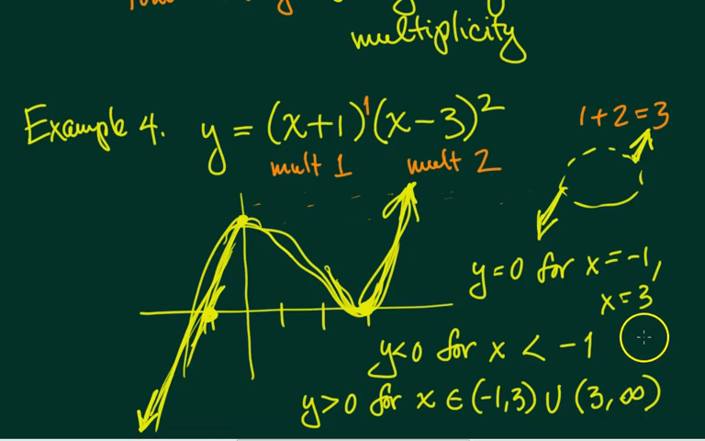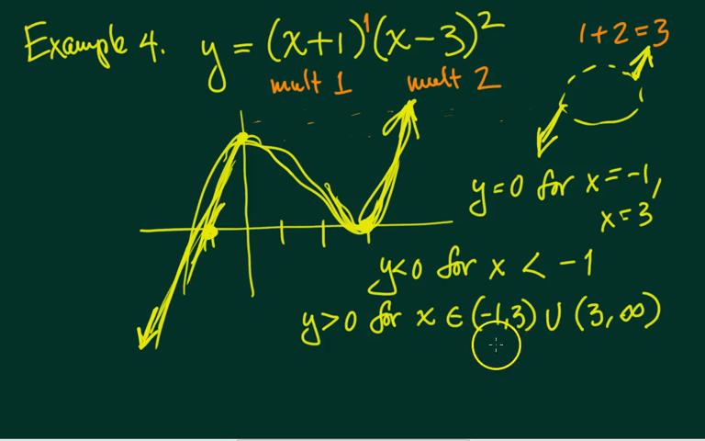Okay, now I want you to notice I'm talking open intervals here. Three is not included when I'm talking about where y is greater than 0, because at 3, when x is equal to 3, y is equal to 0.